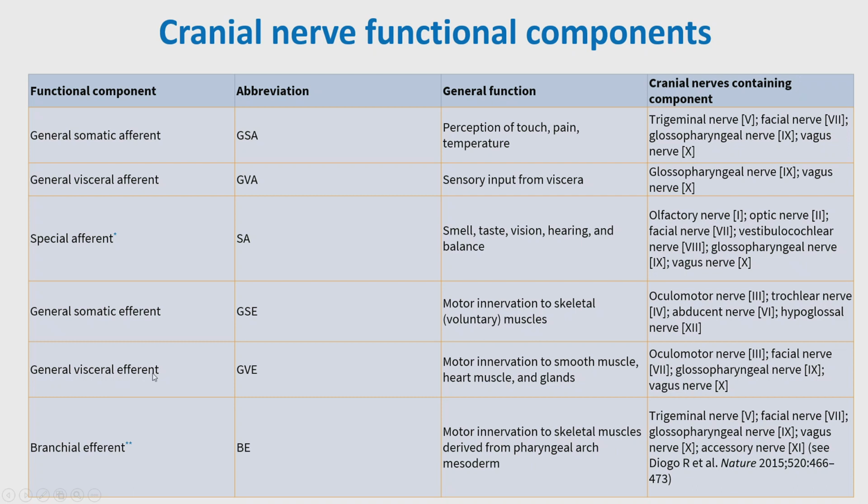And general visceral efferent, those are the autonomic nervous system responsible for smooth muscle, heart muscle, and glands, we said. And in some literature they write branchial efferent fiber. Those are the fibers responsible for the motor innervation of the skeletal muscle that is deriving from the pharyngeal arch mesoderm.